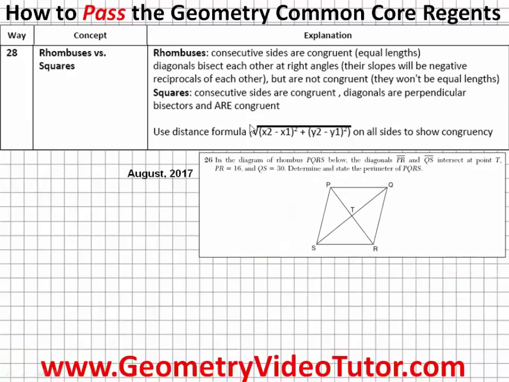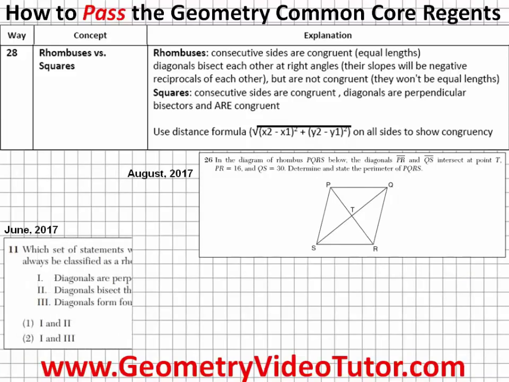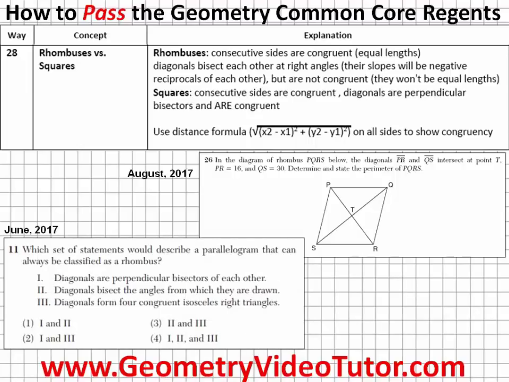And I'm still not done with way number 28 because going back to June 2017, okay, there was a multiple choice question that once again was asking about a rhombus. Okay, so a parallelogram that can always be classified as a rhombus. Well, number one, the diagonals are perpendicular bisectors. Yes, that's correct. Okay, so choice 1, 2, and 4 are all good.